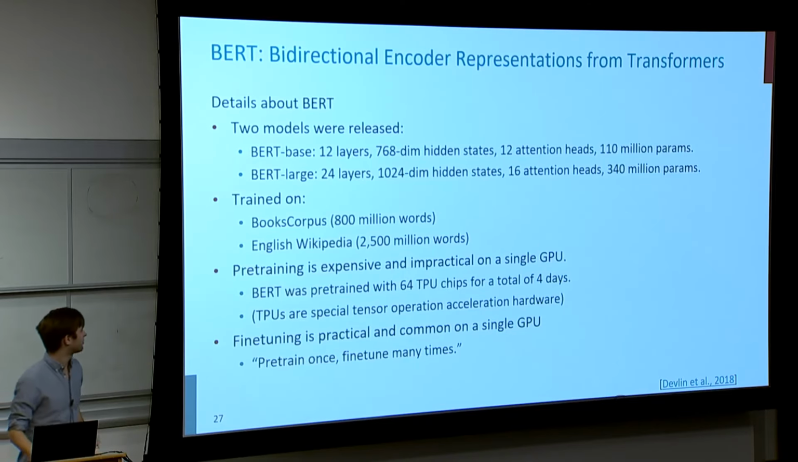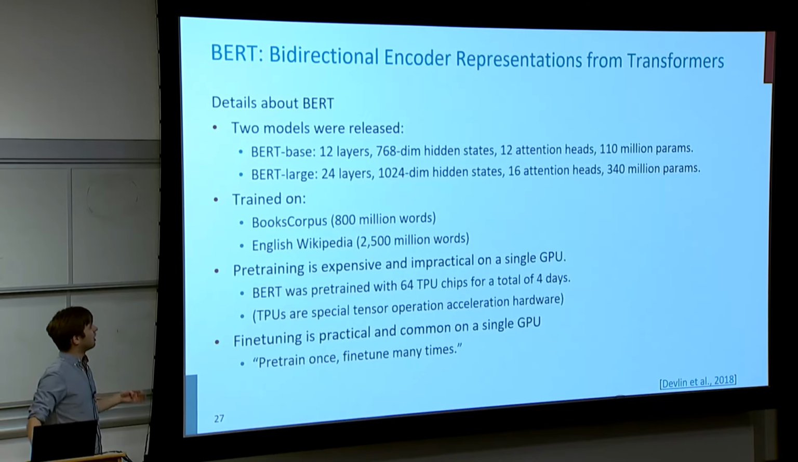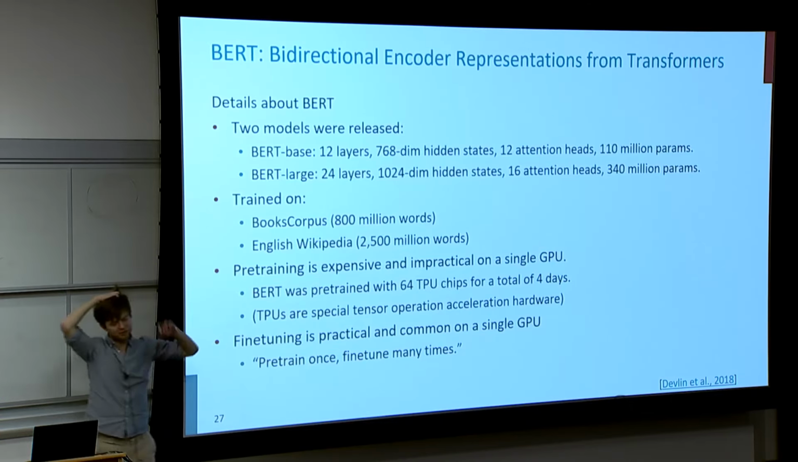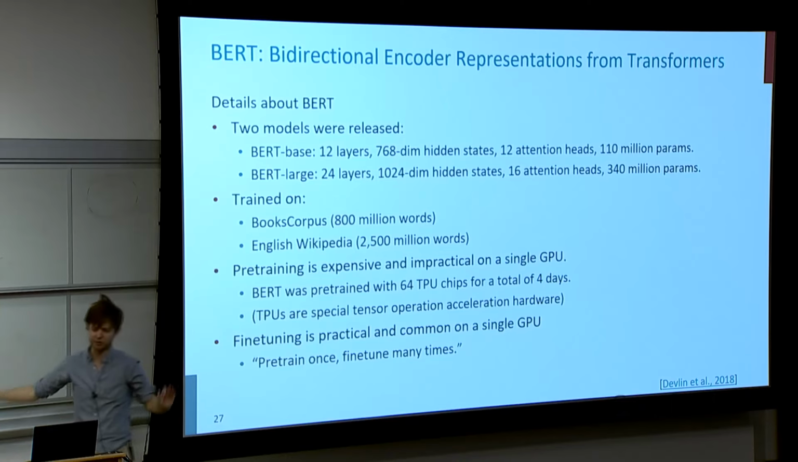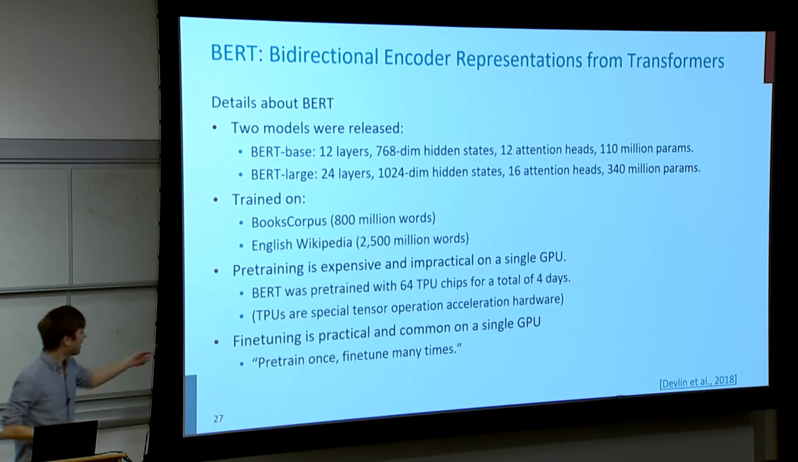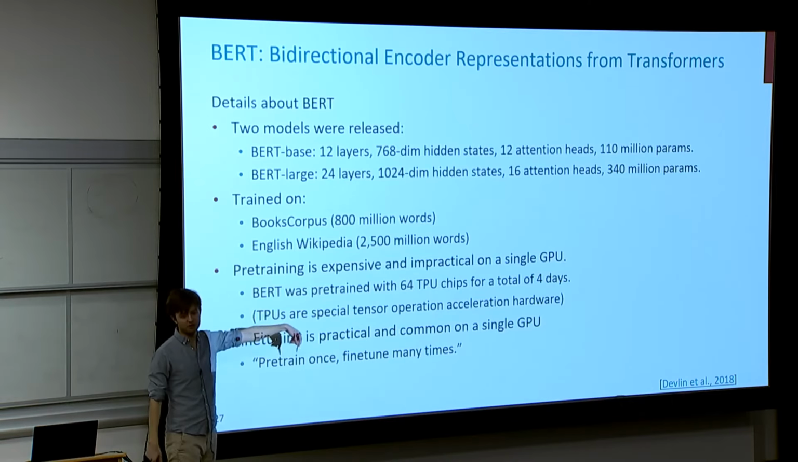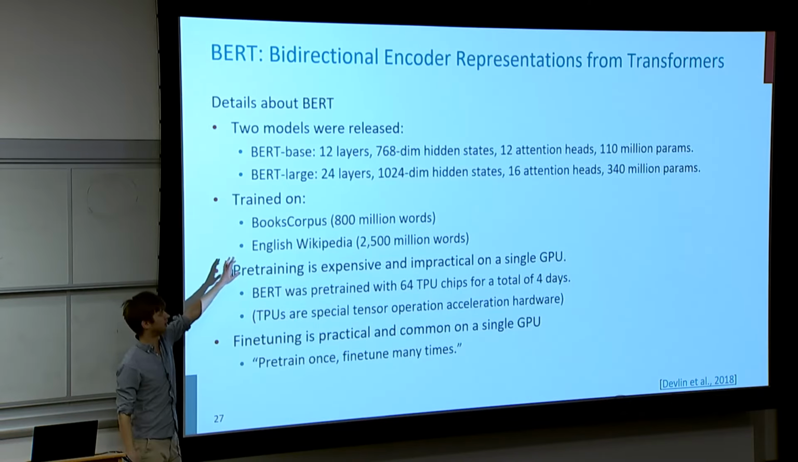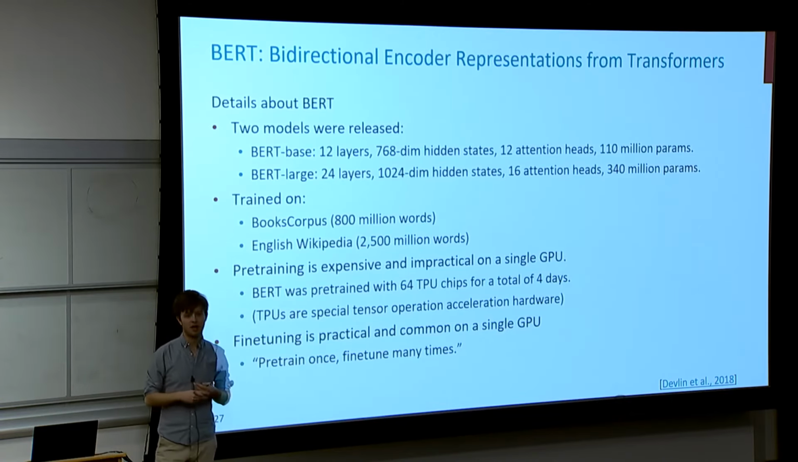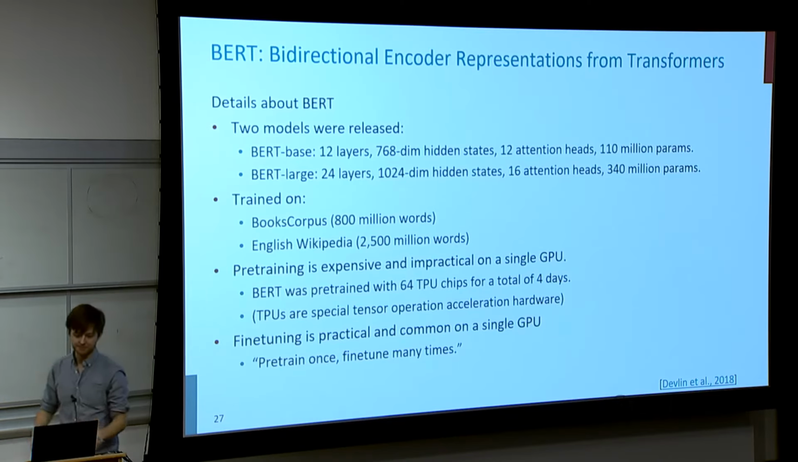And it was trained on what was considered at the time to be a whole lot of compute. Just, you know, it was Google doing this and they released it and we were like, oh, who has that kind of compute but Google? Although nowadays it's not considered to be very much. But fine-tuning is practical and common on a single GPU. So you could take the BERT model that they spent a lot of time training and fine-tune it yourself on your task on even a very small GPU.